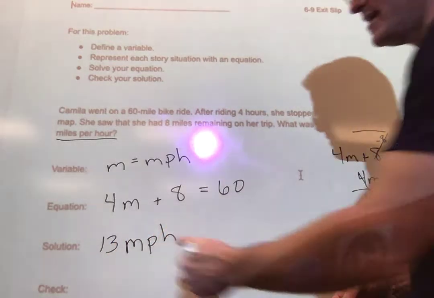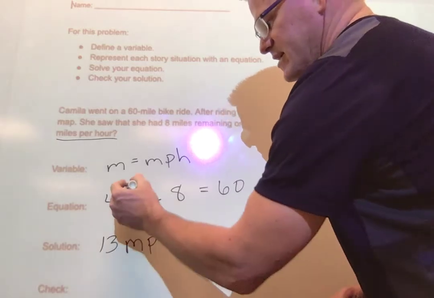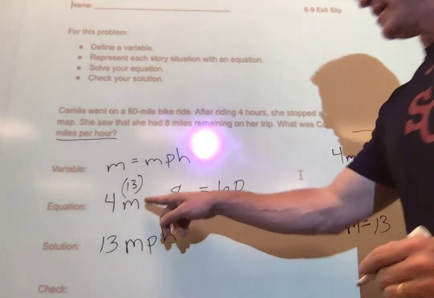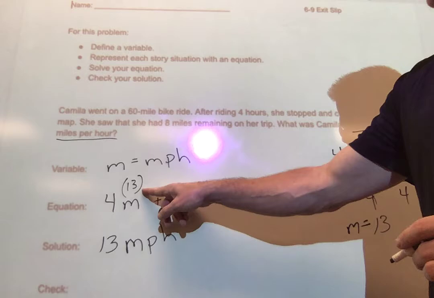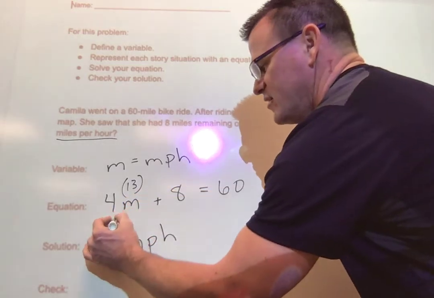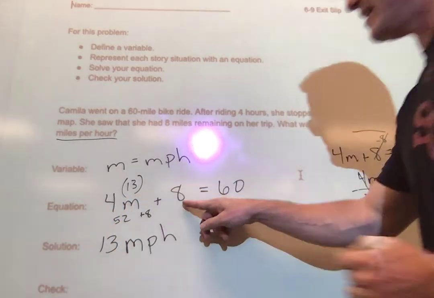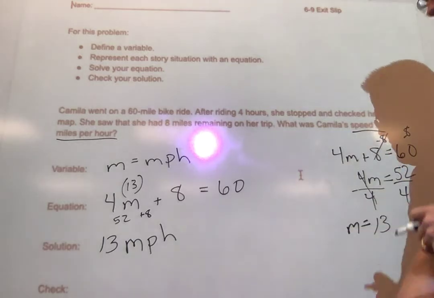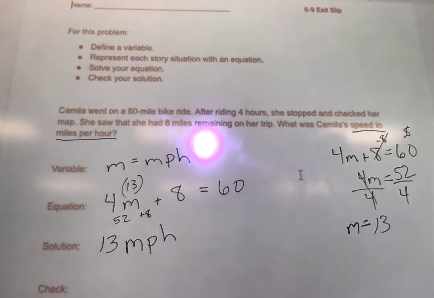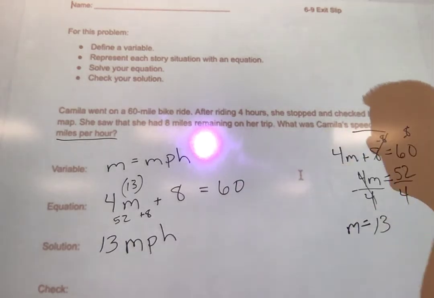If I plug that back in, remember, this is my check step. I'm going to do it up here. I plug it in, 13 miles per hour every hour. If I do that 4 times, I know that's 52, plus the 8 extra miles I go. That does equal 60. So I plugged it in and checked it. Again, you shouldn't miss it if you plug it into that equation.